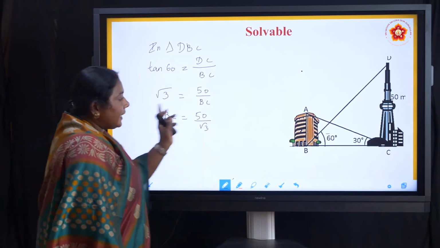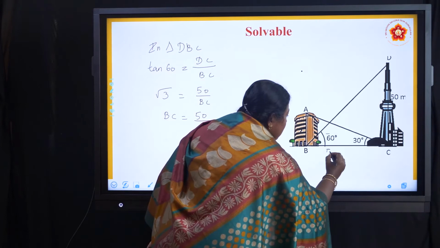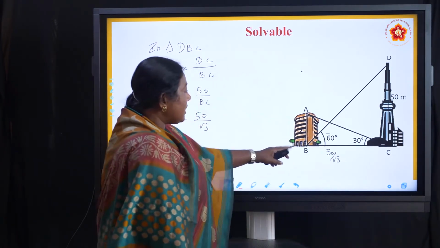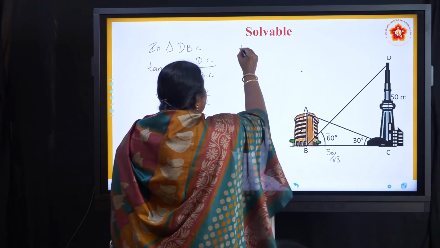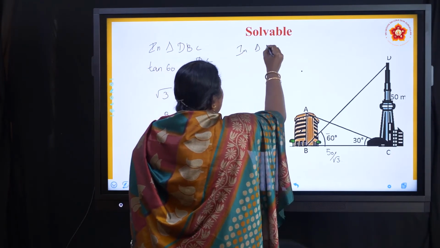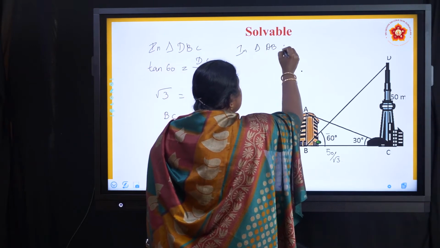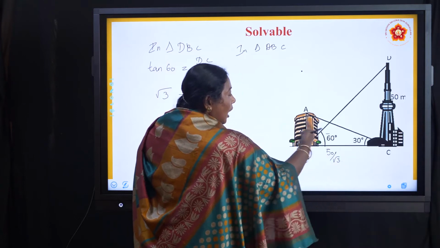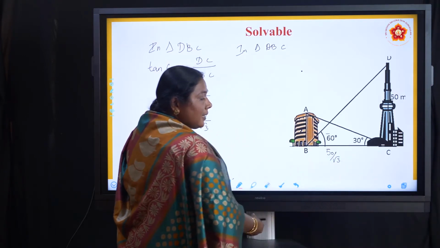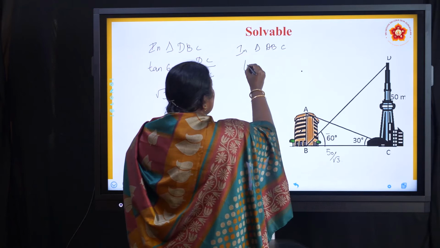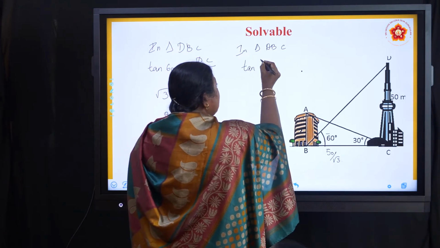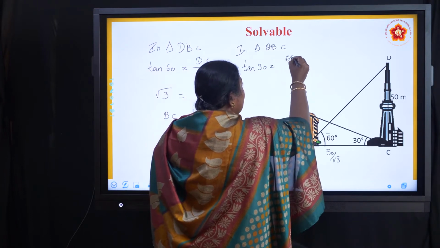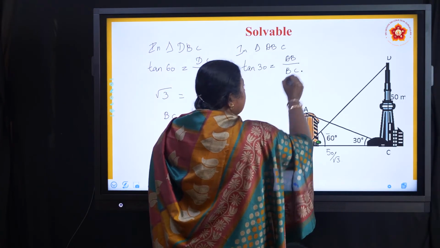Okay. Now let us take the next one. Here we got BC is equal to 50 by root 3. Right. Next one. Let us take the triangle ABC. In triangle ABC, the angle it is given as 30 and the opposite side is AB, adjacent side is BC. The person who is relating adjacent and the opposite is tan. Tan 30 is equal to AB by BC.